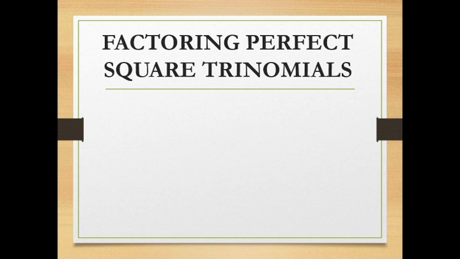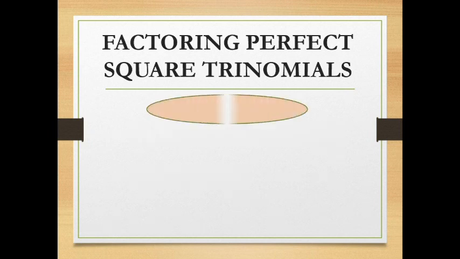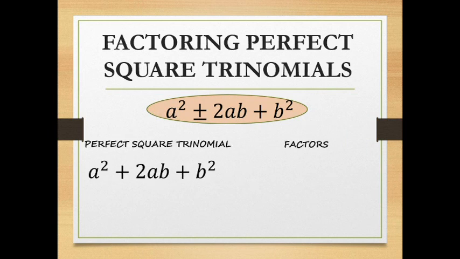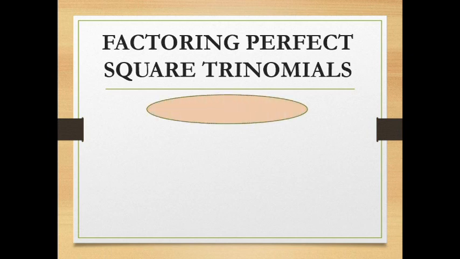Ngayon na nakilala mo na si perfect square trinomial, pumunta naman tayo sa factoring. Ang perfect square trinomial ay isang special product kasi makukuha mo yung product niya at yung factor niya ng may pattern. Ang pattern niya ay a squared plus or minus 2ab plus b squared. Kapag a squared plus 2ab plus b squared, ang factor niya is in the form of a plus b times a plus b. Kapag a squared minus 2ab plus b squared, ang factor niya ay a minus b times a minus b. Let's try to factor these.